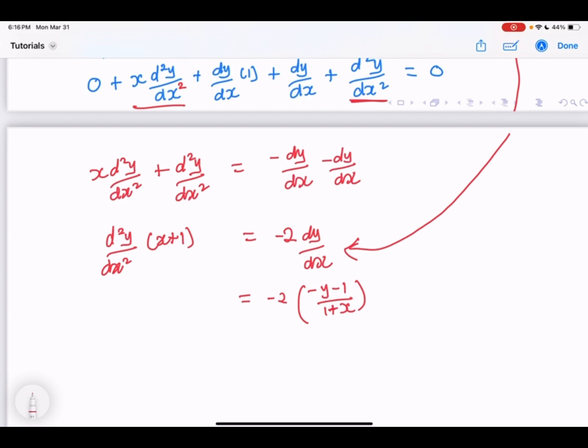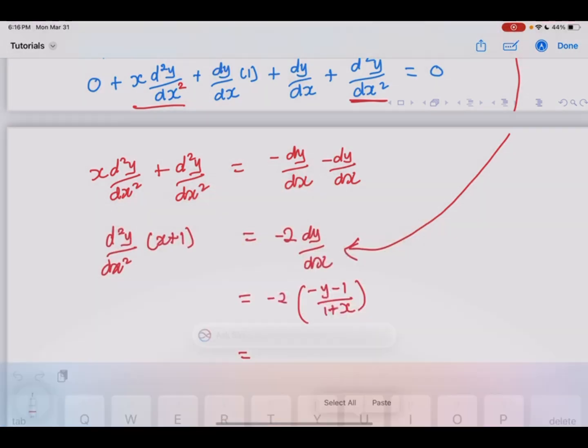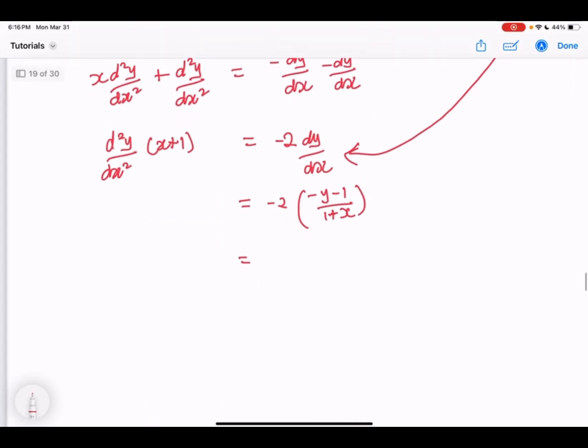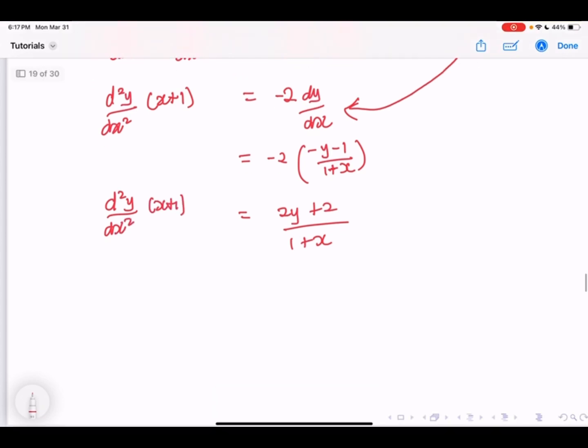Right. Then let's simplify. So we're going to have minus 2 times minus y will give you 2y, and plus 2 divided by 1 plus x is equal to the squared y on the x squared times x plus 1. So here we can factorize 2 out, that's y plus 1 plus x.